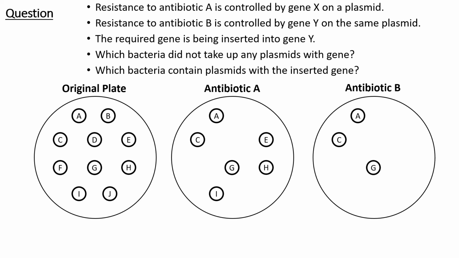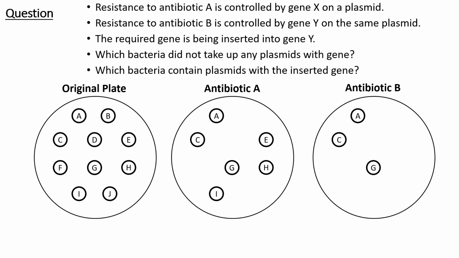Well, it says resistance to antibiotic A is controlled in gene X, and the required gene is going to be inserted into Y. So in the first instance, we're just going to look at X, because if you have a plasmid, you have gene X and you are not affected by antibiotic A, which means A, C, E, G, H, and I all contain the plasmid because they survived antibiotic A. They must have the gene X and therefore must have the plasmid.